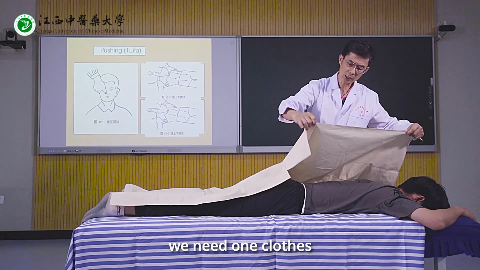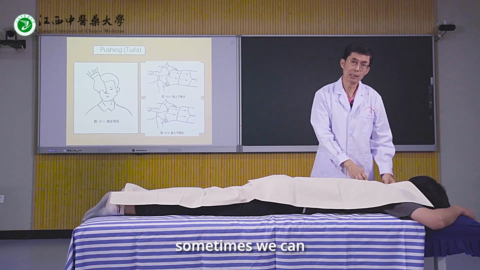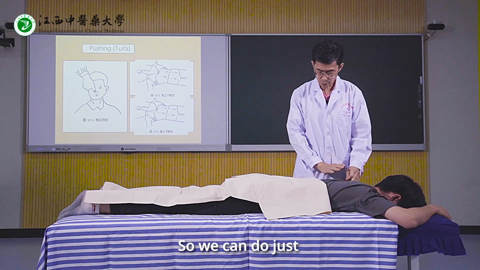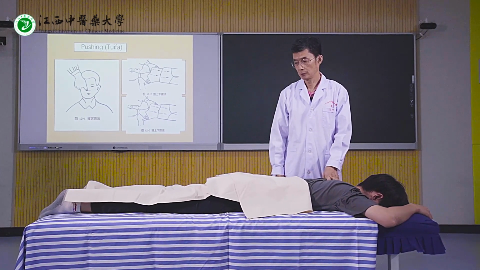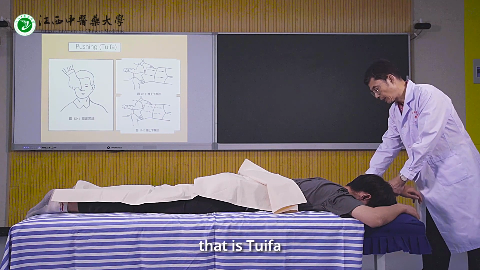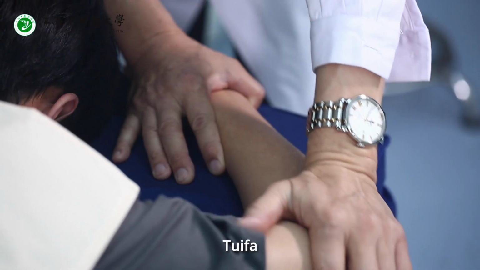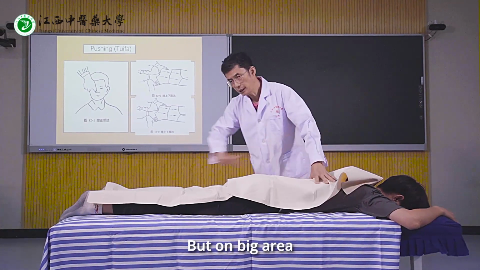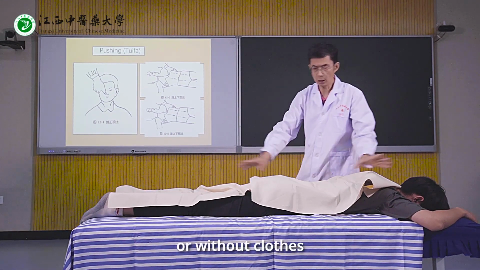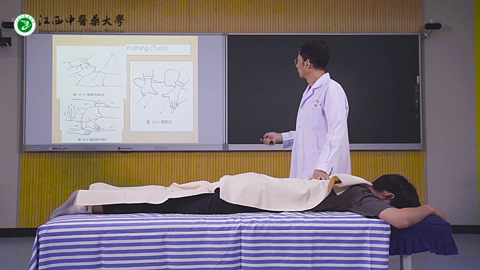Most of the time we need one cloth square, clothes like this, but when we do 推法 sometimes we can remove these clothes or take out some shirt so we can do it directly on skin. 推法, for example, here, that is 推法. But on a big area, sometimes it's okay with pants or with clothes or without clothes. That is 推法.